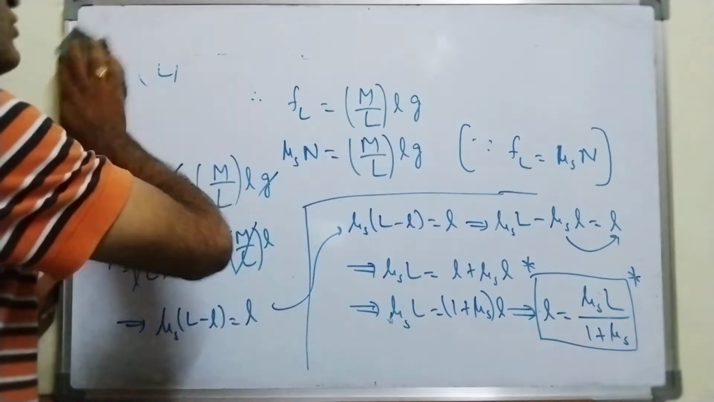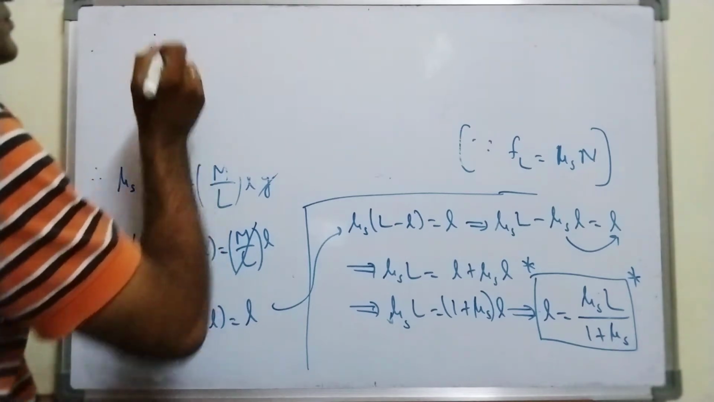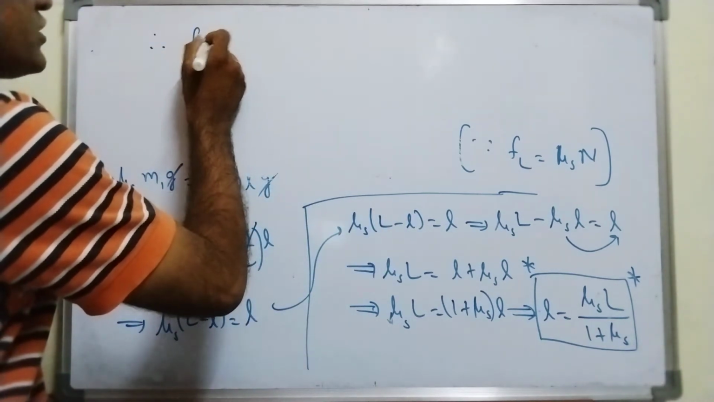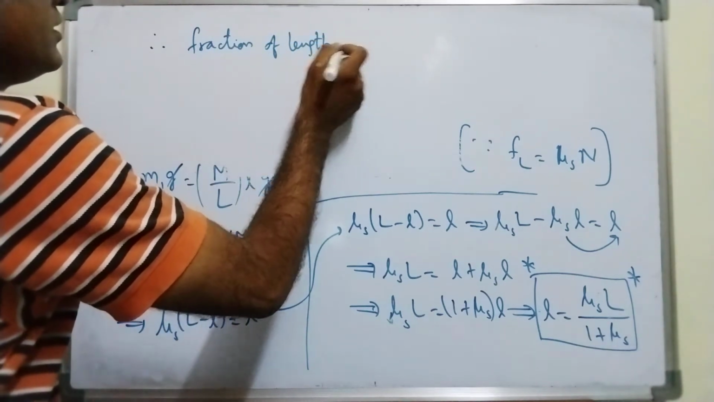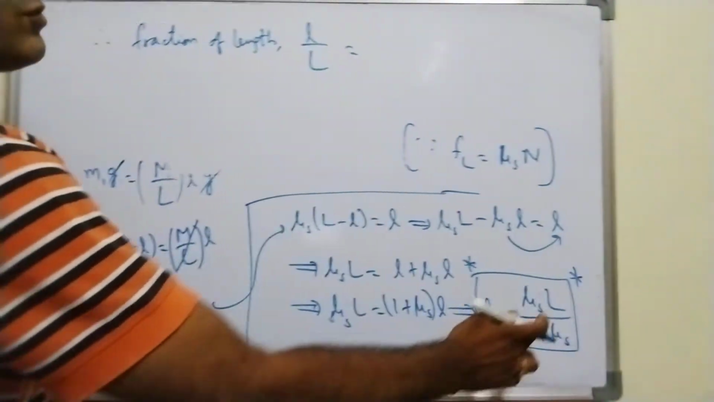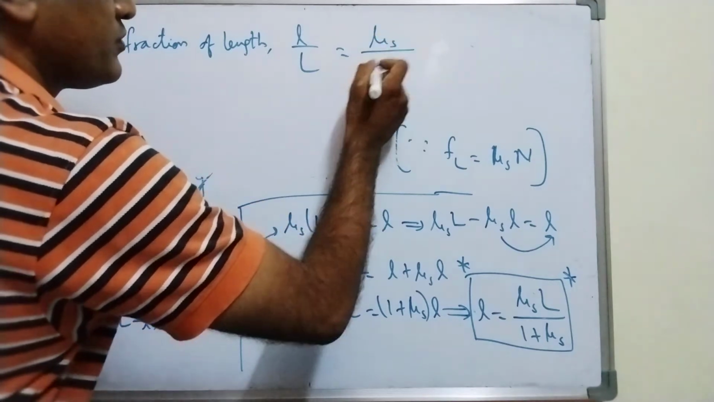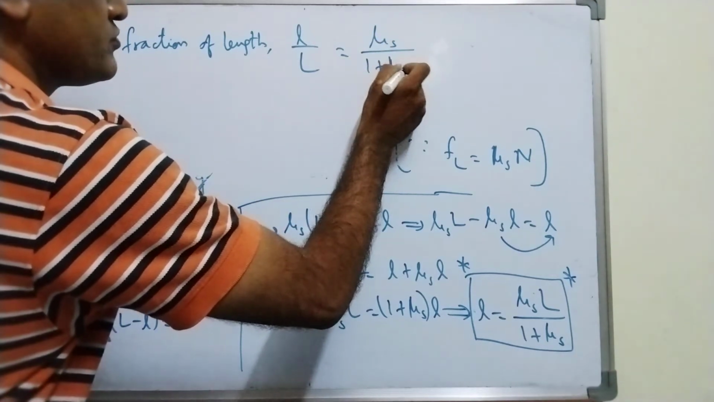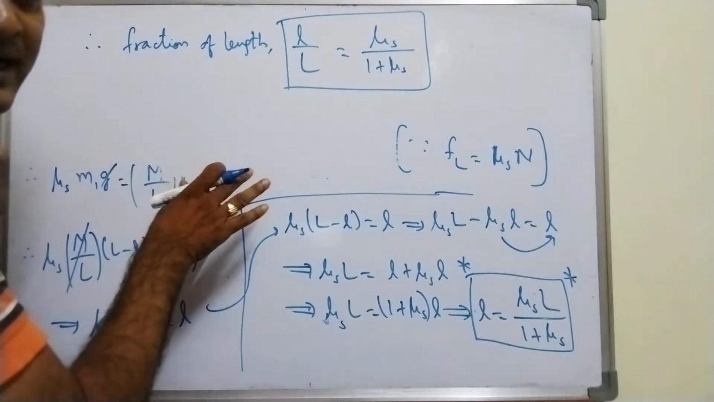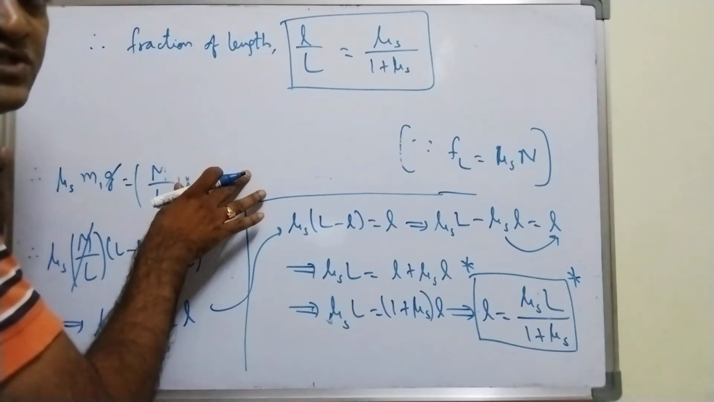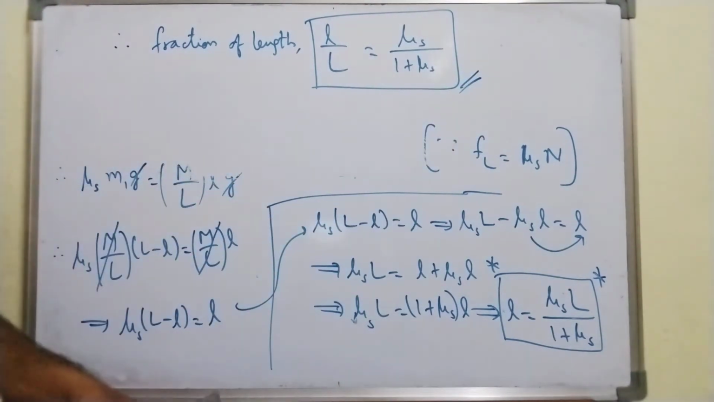So from this, what I can write is, therefore, what fraction? Fraction of length, small l by capital L. From this, what is the value of small l by capital L? Small l by capital L is nothing but mu s upon (1 plus mu s). This is the fraction of length that must hang so that the chain does not slide down the table. This is the formula to be noted.